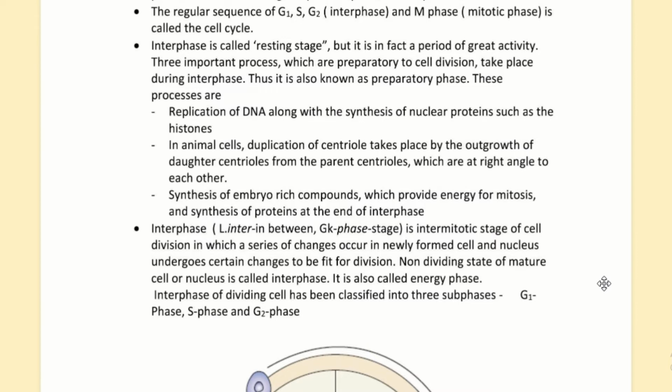These are replication of DNA along with synthesis of nuclear proteins such as histones. In animal cells, duplication of centrioles takes place by outgrowth of daughter centriole from the parent centriole, which are at right angles to each other. Synthesis of energy-rich compounds which provide energy for mitosis, and synthesis of protein at the end of the interphase.